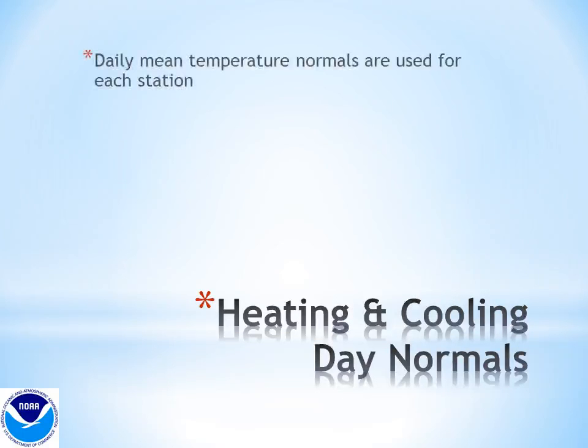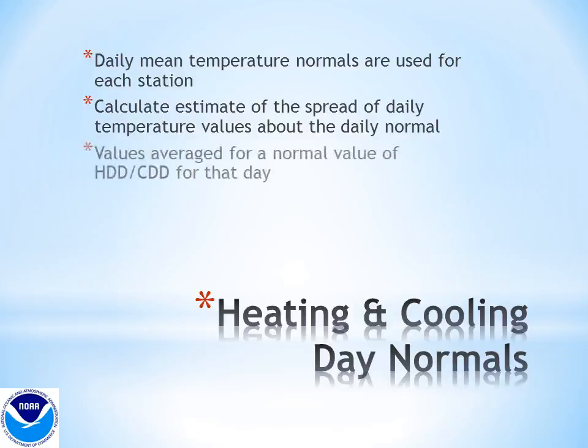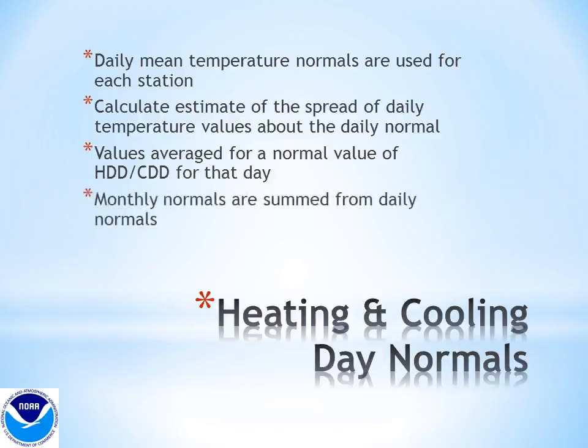The daily mean temperature normals for a particular station are used in the computation of the degree days. Calculations are done to estimate the spread of daily temperature values about the daily normal. The values are then averaged to arrive at a normal value of heating degree or cooling degree days for that day. Monthly normals are then computed by summing up the corresponding daily normals. Annual heating degree and cooling degree day normals are computed as the sums of the 12 monthly values.